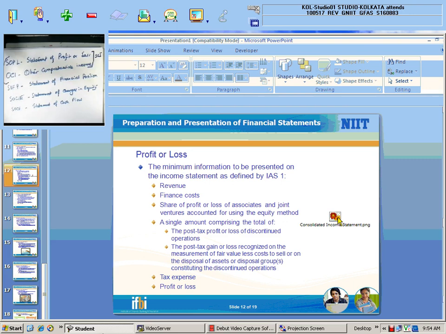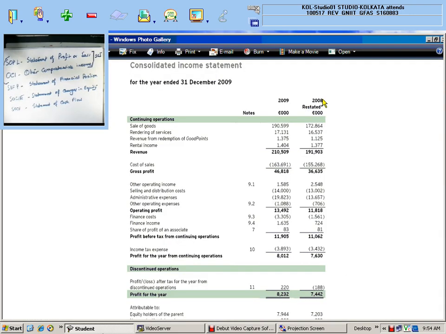Let's look at a specimen. Consolidated income statement for the year 31st December 2009 for the entity. See, comparative information has been provided. So although our reporting period is 2009, that means 1st January to 31st December 2009, the previous year figures are also given side by side. This disclosure is necessary.